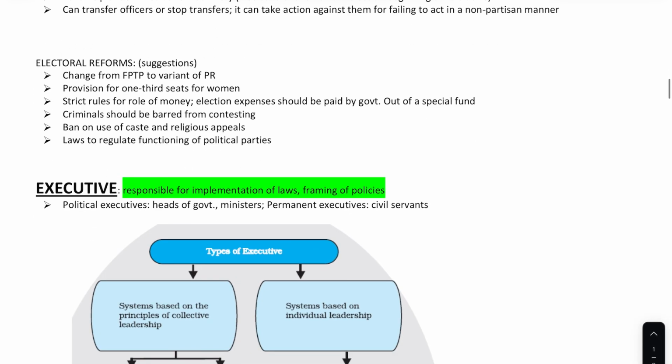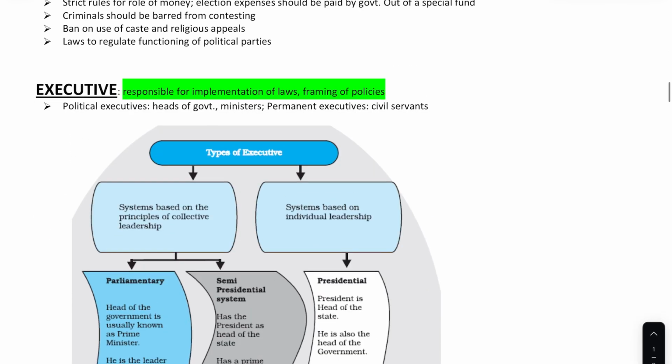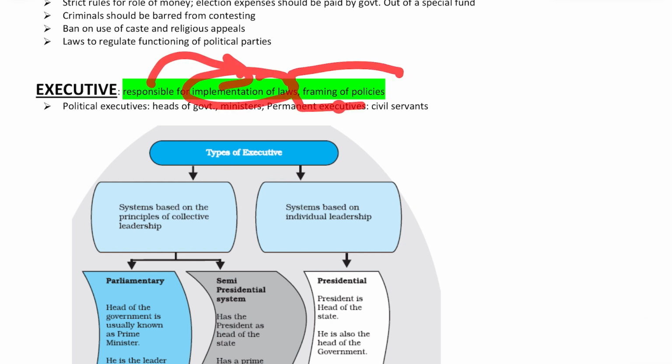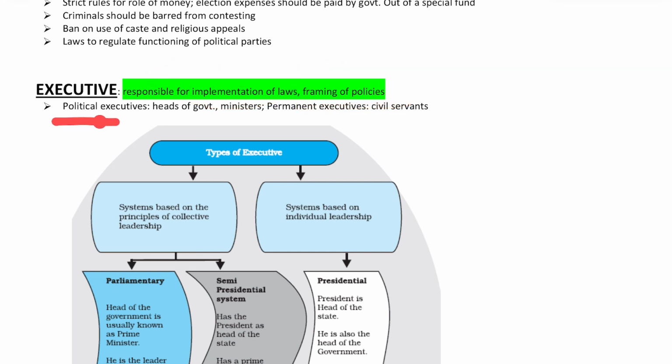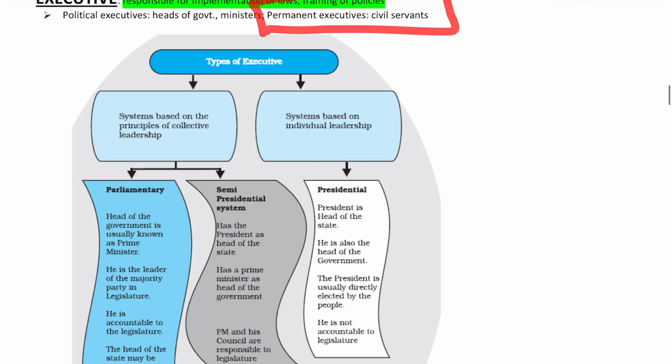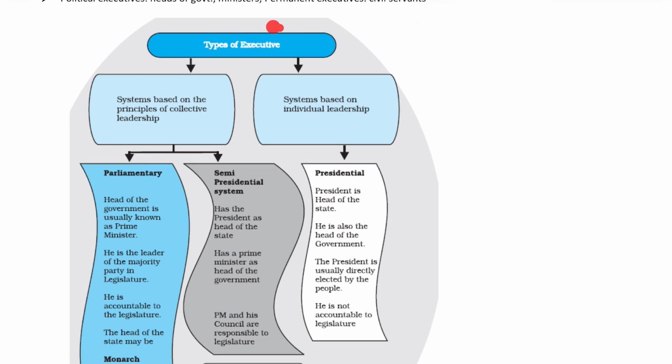So moving on to the executives. Executives are the people who are responsible for implementation of laws and framing of policies. So the political executives are the heads of government, ministers, and permanent executives are the civil servants. So this is a chart about the types of executives.